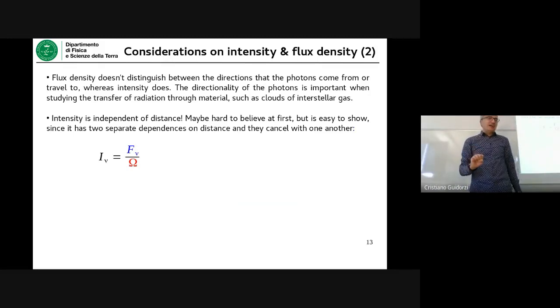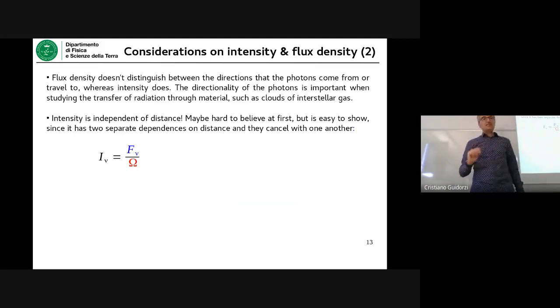Indeed, unlike the flux, which we saw scales with 1 over r squared, so that's why the further the source of light, the smaller the flux is, 1 over r squared, where r is the distance. Intensity doesn't work like that. Intensity is independent of distance.